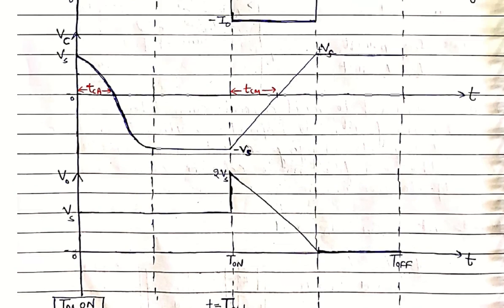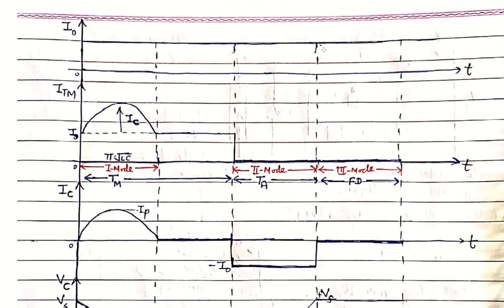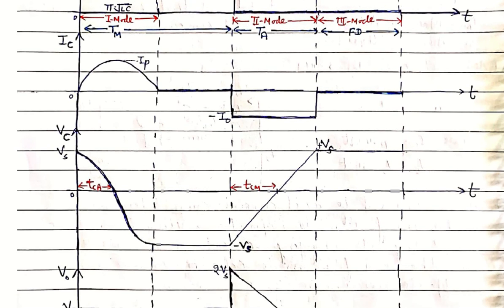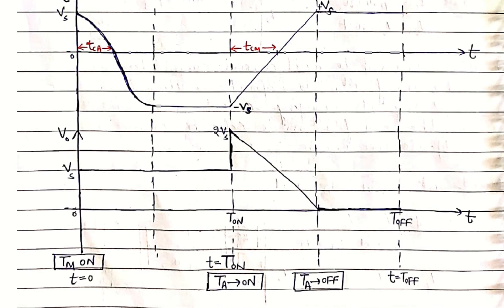So what is the third mode? In the third mode of conduction, this I_0 is always constant because the load is highly inductive. In the third mode the freewheeling diode will be on, and the main thyristor is not on. So the current through the main thyristor will be 0. And this charging current will also be 0 because the auxiliary thyristor will be in off condition. What is the capacitor voltage? It will be plus Vs, going like this up to the t_off time period, which is shown. It will be constant at plus Vs from the end of the second mode.